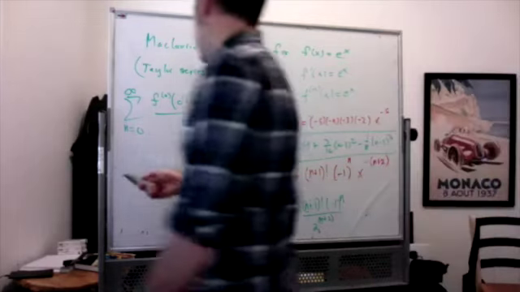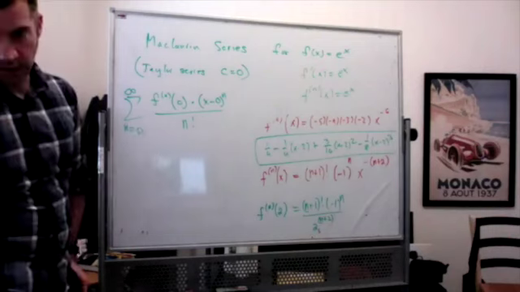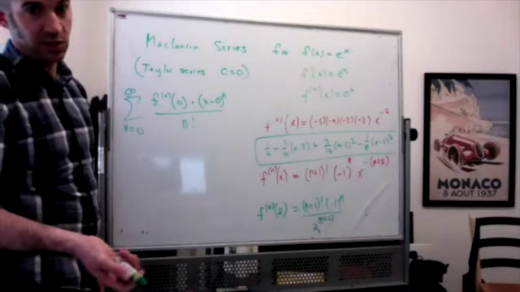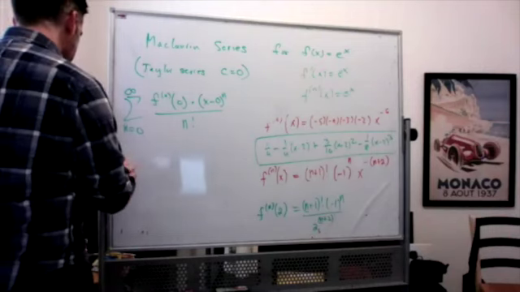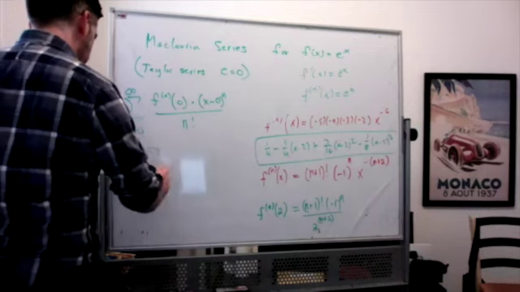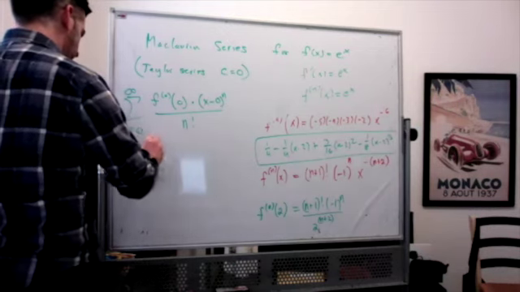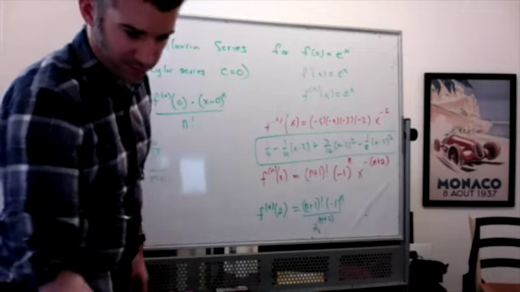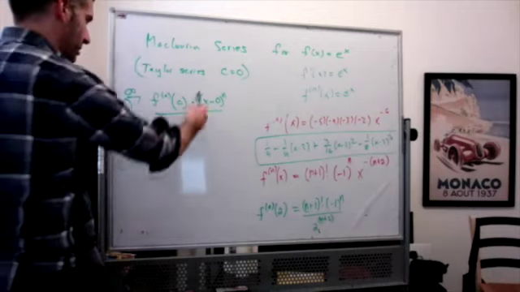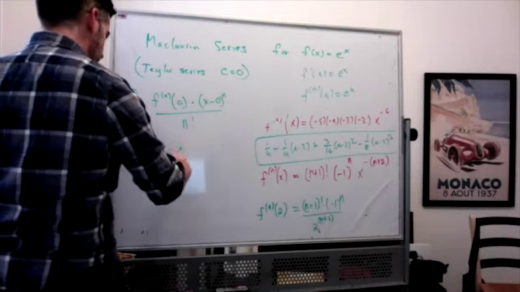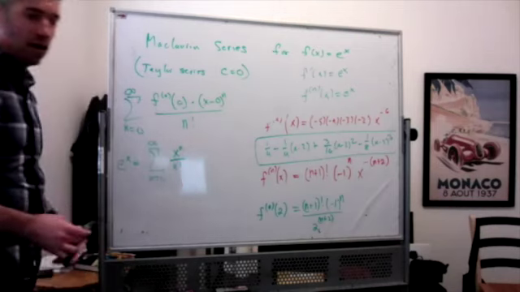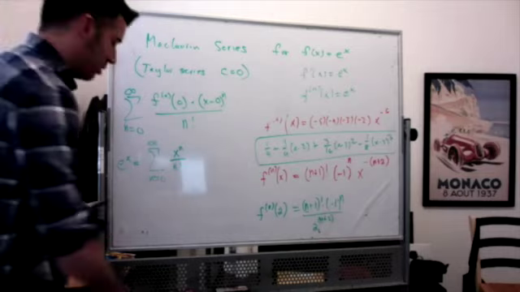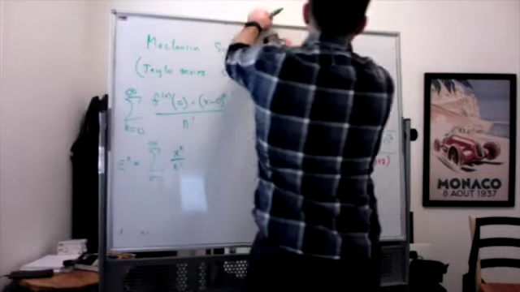So the Maclaurin series for e to the x is just going to be the sum from n equals 0 to infinity of the nth derivative at 0, which is just 1, times x to the n over n factorial. That is your Maclaurin series for e to the x.